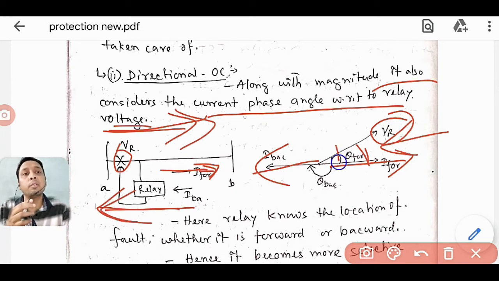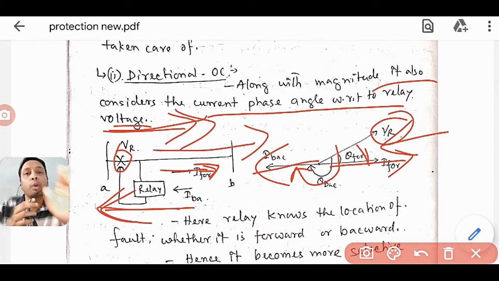In this case, you will find this big angle. This theta is known as backward, which will obviously be more than 90 degrees because power is flowing in the negative direction. So it will sense the angle also with respect to theta, so that any fault in the normal flow direction is known as a forward fault, and anything in reverse flow will be known as a backward fault. So the relay will know the location of the fault, whether it is forward or backward.